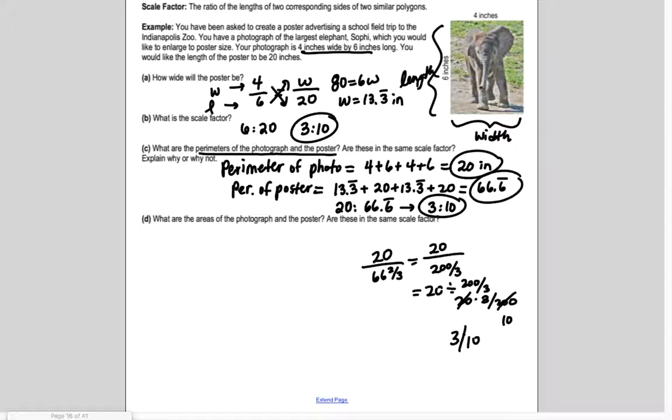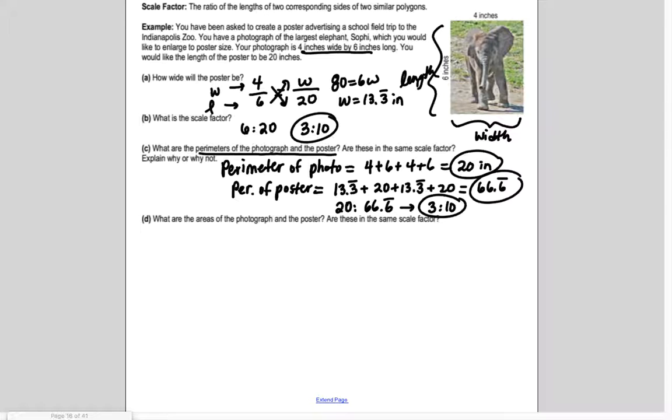So what I was saying, the easiest way to do this is on your calculator. If you do 20 divided by 66.6 repeating, you get 0.3. What is 0.3? It's 3/10, right? Same thing. So is that the same scale factor as the original? We'll look at our original scale factor of the photo, 3 to 10.